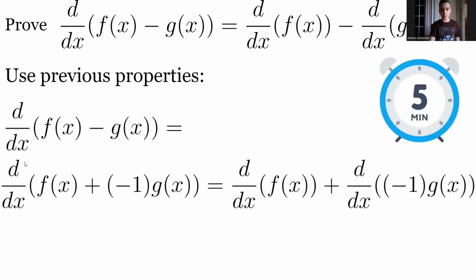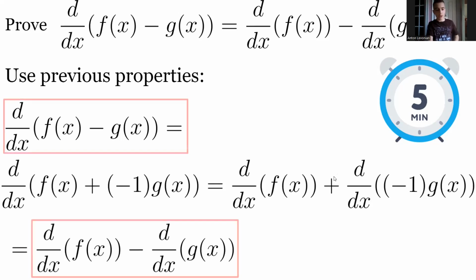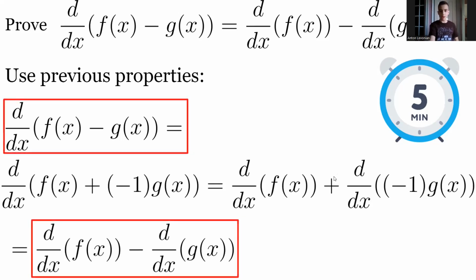Right, this is by the second property that we proved, that you can split derivatives of sums into sums of derivatives. And then notice that this term right here is pretty much ready to go. And then this term has a -1 times g of x. -1 is a constant. By the first property, we can pull it out. And so there we have it. This is also a very basic property that you will probably need to know when doing calculus.